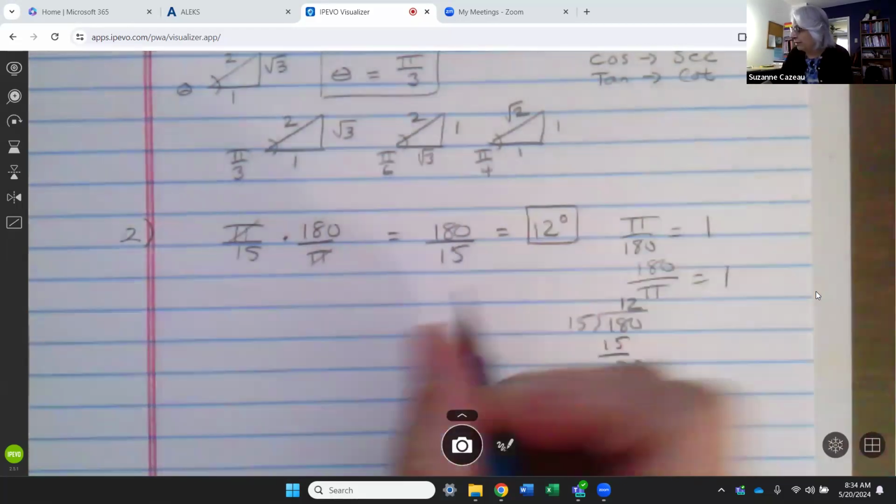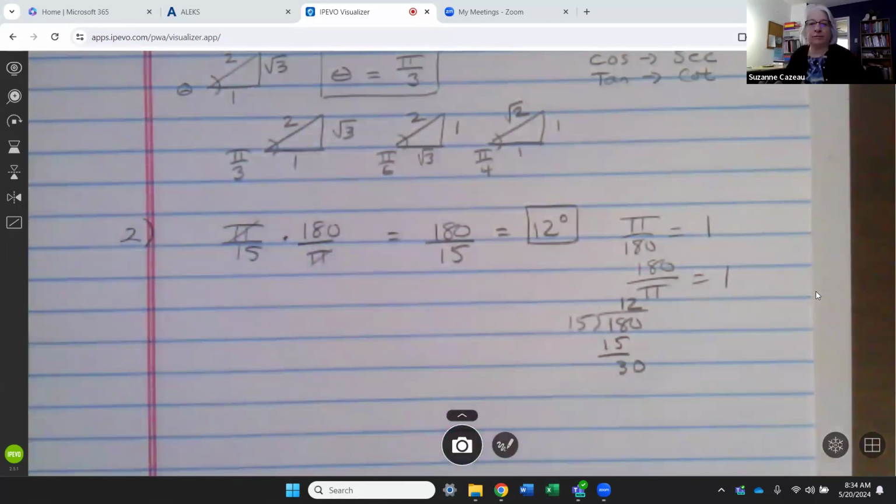If you want, you could divide both by 3 or divide both by 5 and work the fraction down that way. Or you could just do a little old-fashioned long division. Okay, so that's number 2.